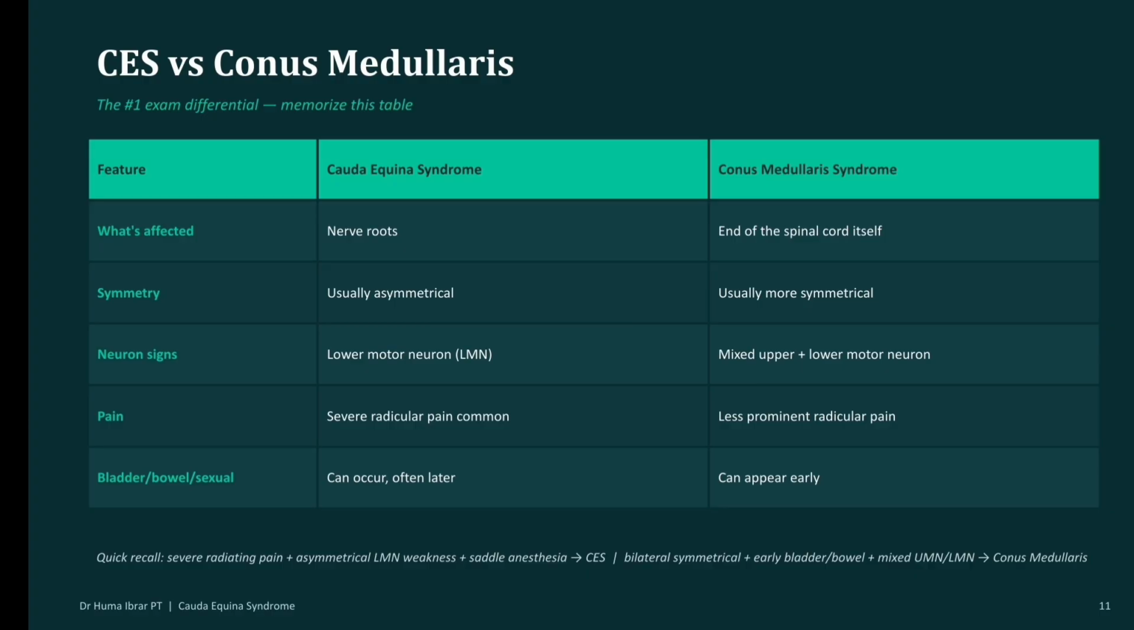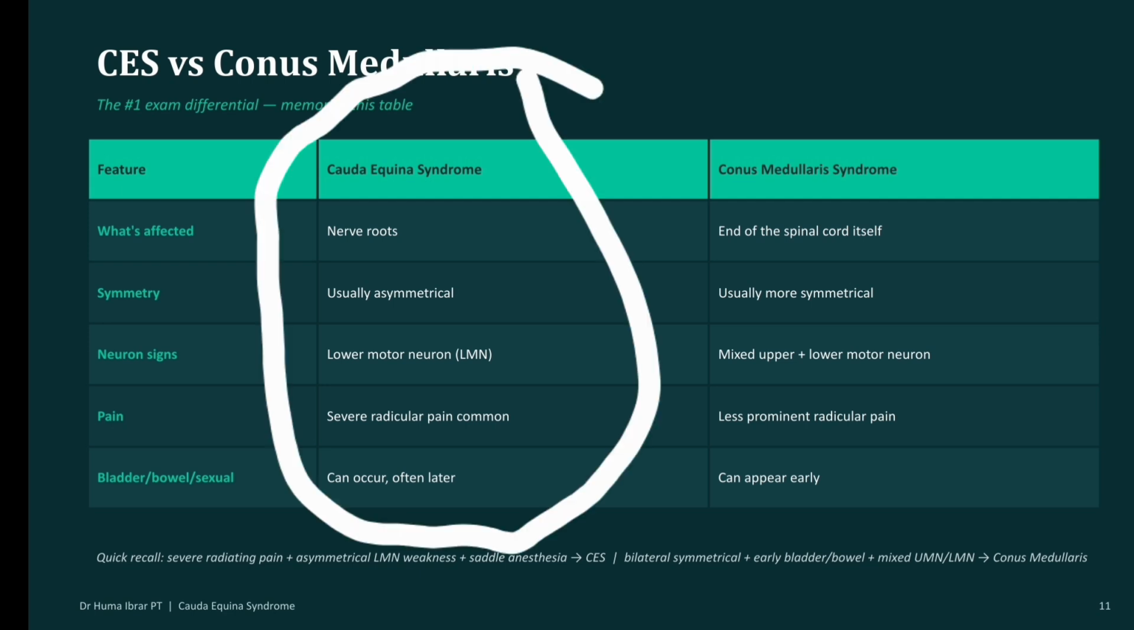Now, coming towards CES, Cauda Equina Syndrome, and the Conus Medullaris difference, that is very important for exams. Firstly, we'll talk about Cauda Equina. Nerve roots are affected. Cauda equina is usually asymmetrical. Lower motor neuron signs are there. Severe radicular pain is common. Areflexia or hyporeflexia. Absent knee or ankle jerks.